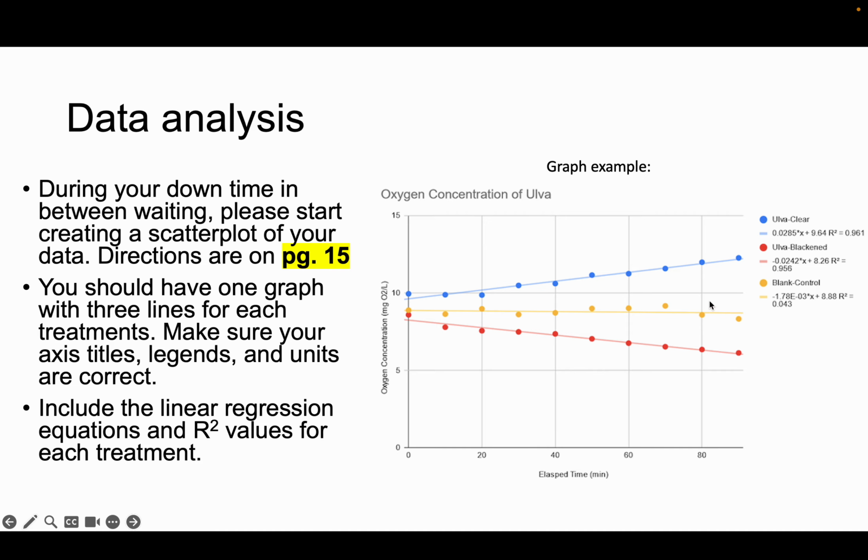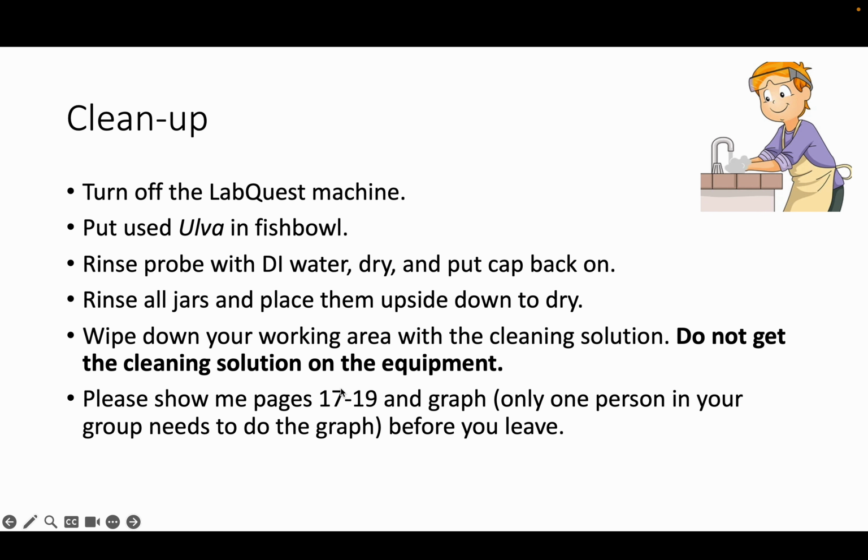So, again, when you are doing your graph, make sure you have all three lines in one graph so you can see the comparison. Make sure you have your axis titles and make sure you have the correct unit. Only one person in your group needs to do this. Okay? So when you're done, I will be checking pages 17 to 19 and I will look at the graph for your group and then you'll get a stat.